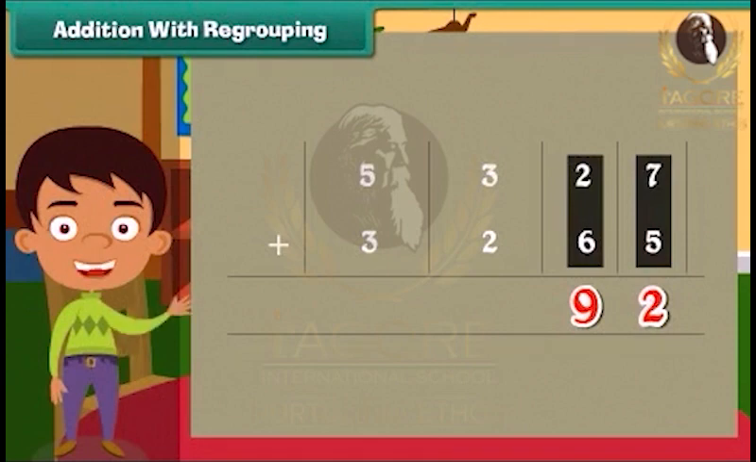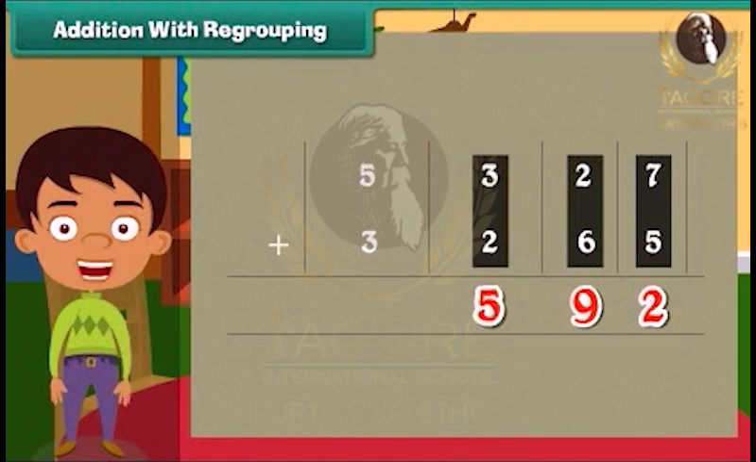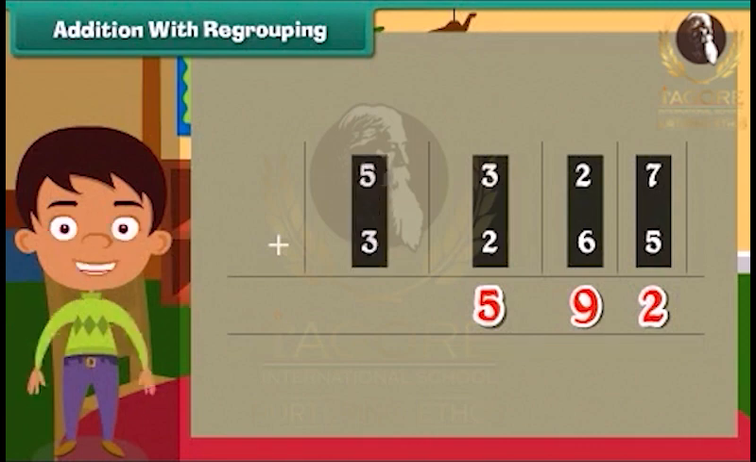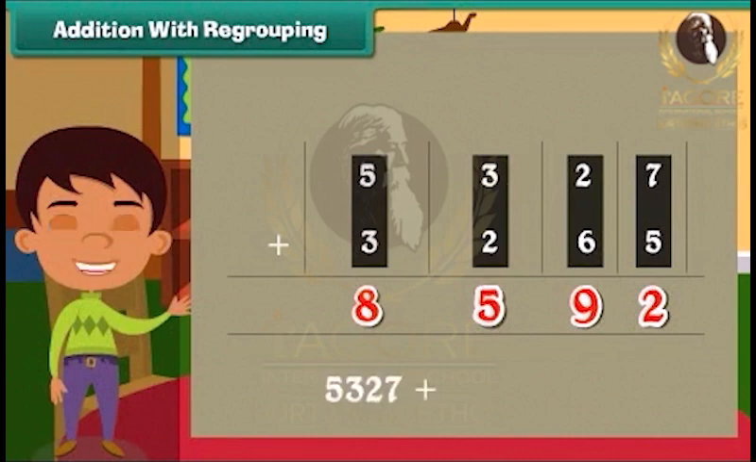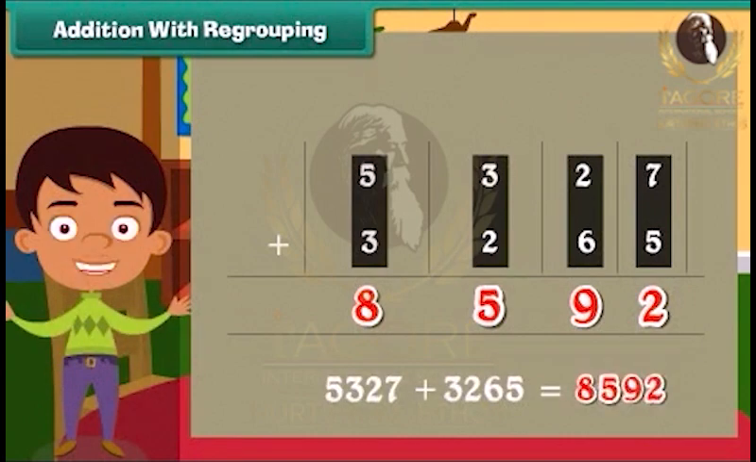Now we add hundreds. 3 plus 2 is 5. Write 5 below in hundreds line. Similarly, add thousands. We get the answer as 8. Therefore, addition of 5327 and 3265 is equal to 8592.